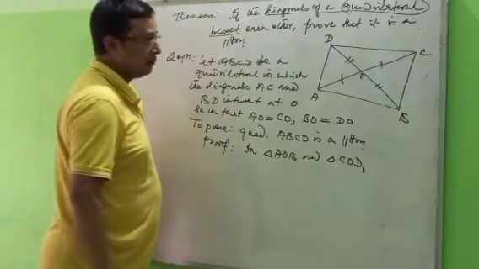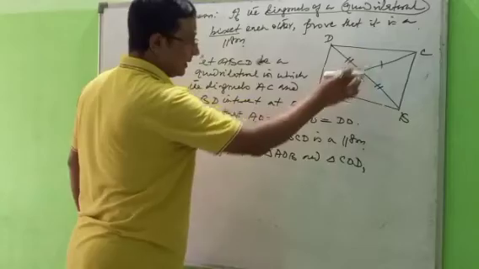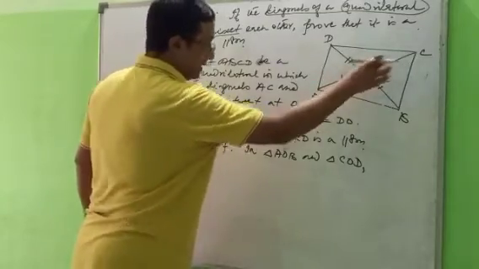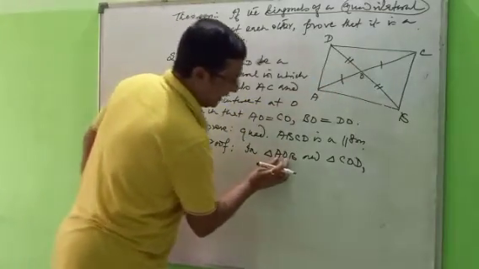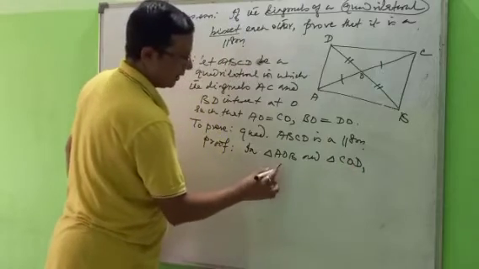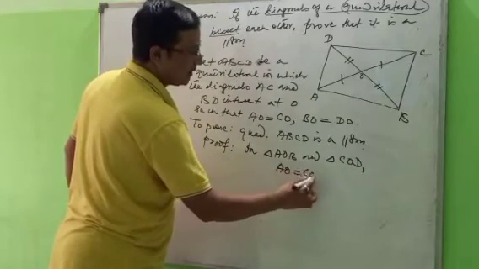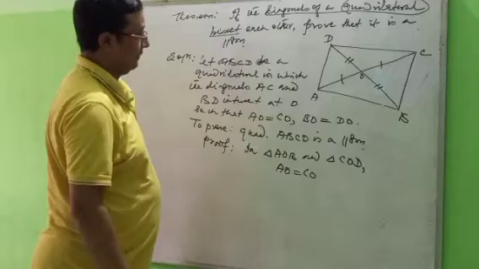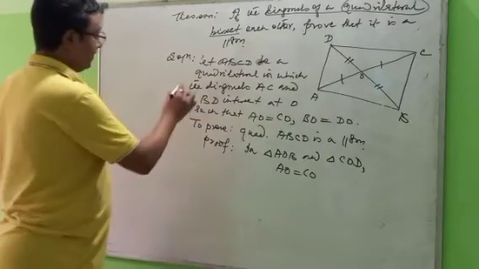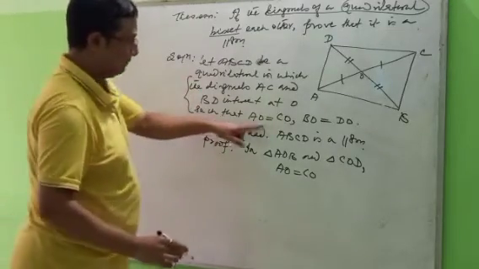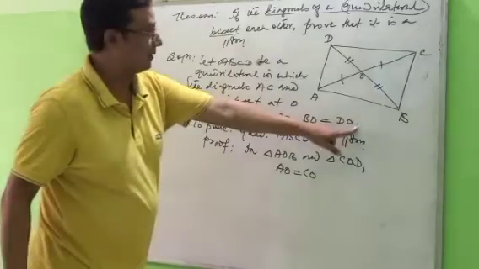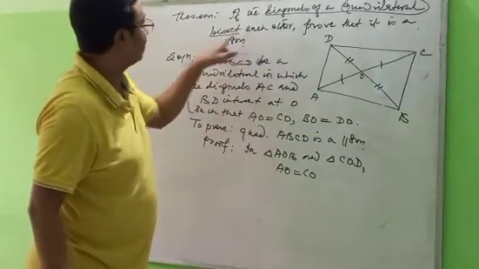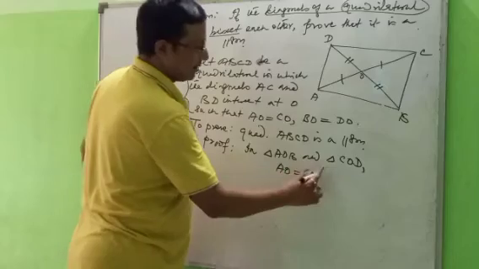Now here you have got in these two triangles that AO equals CO. Why? Because it is the given part. Till here, that is the given part. The diagonals bisect, so this one is given.